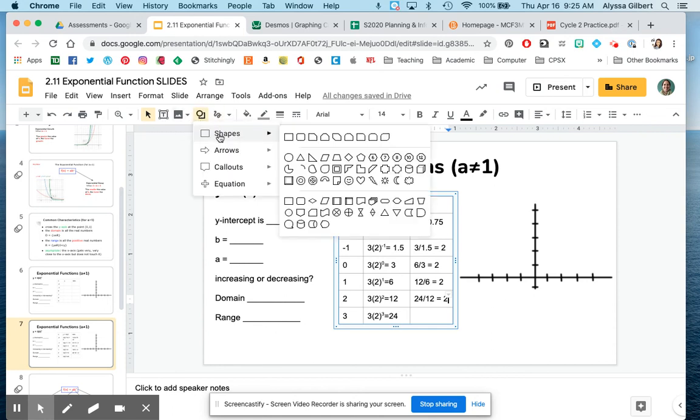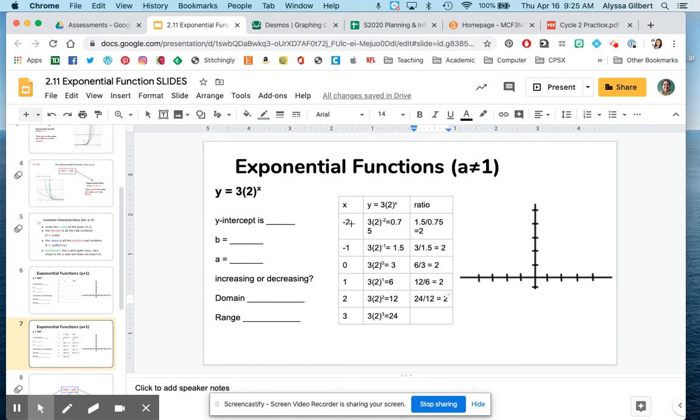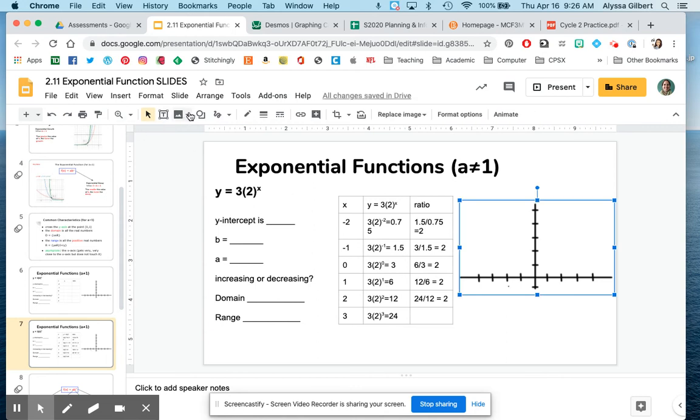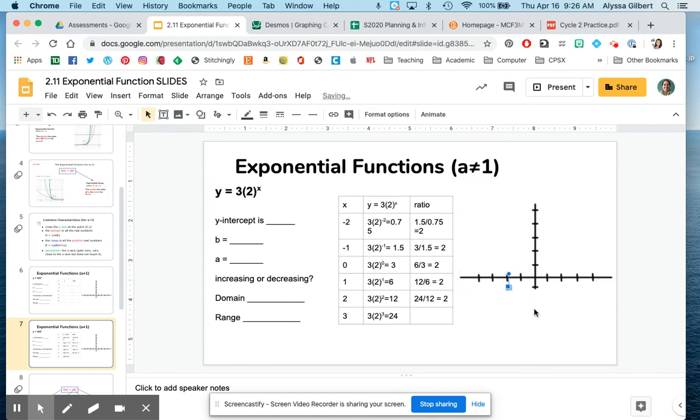I think I'm going to use a shape for that. We'll use a little circle. Okay, so at negative 2, it's at 0.75. So negative 2, it's almost here, right? Okay, let's just put it here. Okay, close enough. I'm going to make it a different color.